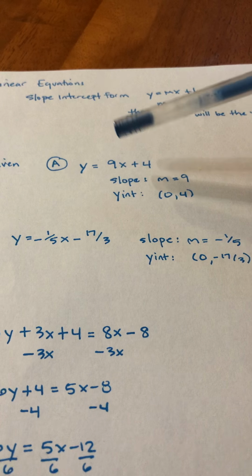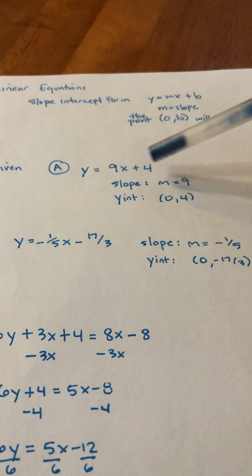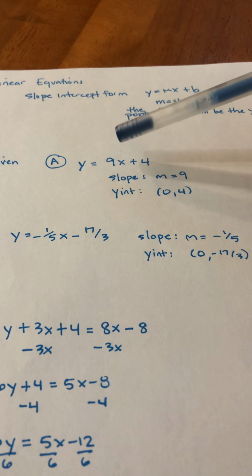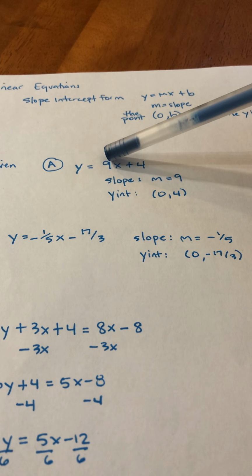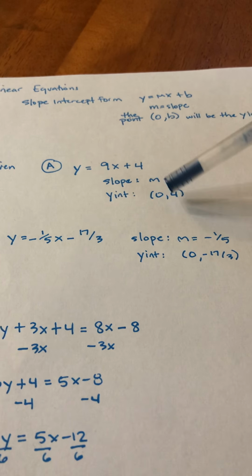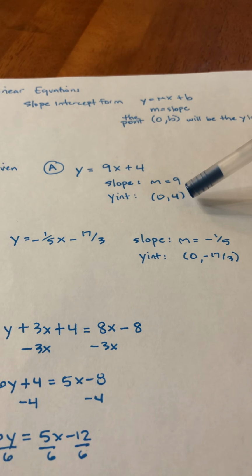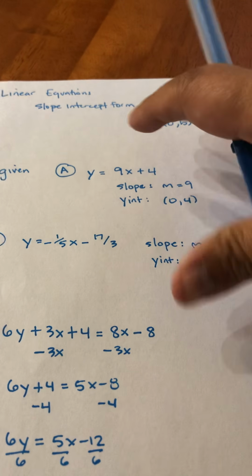So if I gave you an equation like y is equal to 9x plus 4, this equation is already in slope-intercept form, which means it's telling us that the slope for this line is going to be 9, m will be 9, and 4 is going to be the value in here for your y-intercept, so your y-intercept is going to occur at the point (0, 4).